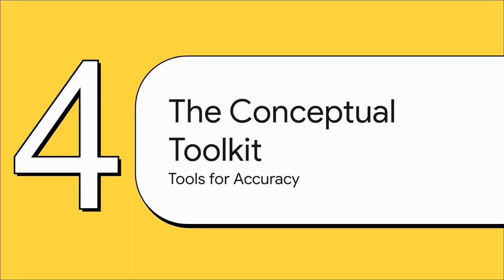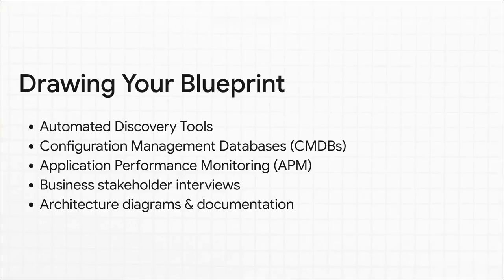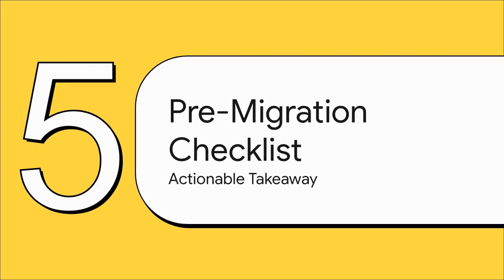Now, you're not doing all this with just a spreadsheet and a bit of luck. There's a whole toolkit that architects use to draw these blueprints accurately and not lose their minds. We're not going to get into specific brands here, but you should know about the types of tools. You've got automated discovery tools that can map out your whole network for you. Your CMDB, if you have one, is an absolute goldmine. APM tools will tell you how your apps actually perform in the real world. And seriously, never ever underestimate the power of just talking to the business stakeholders who use these things every single day.